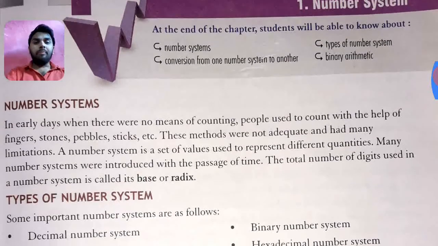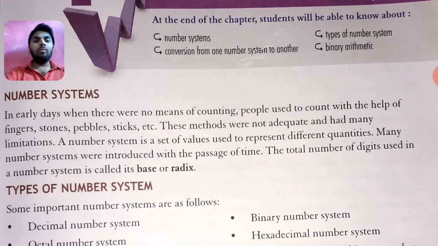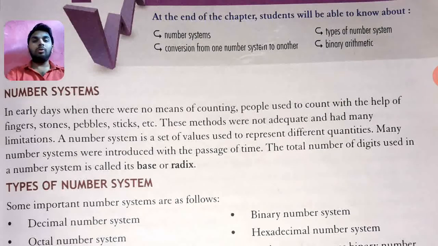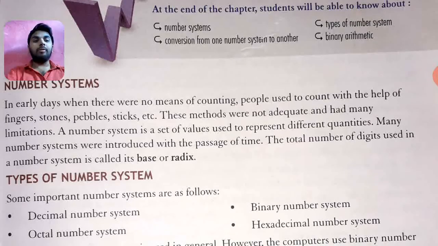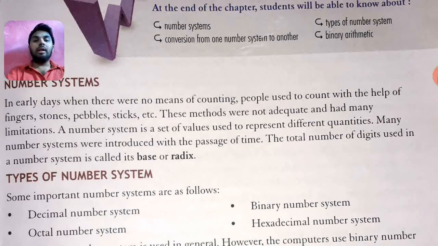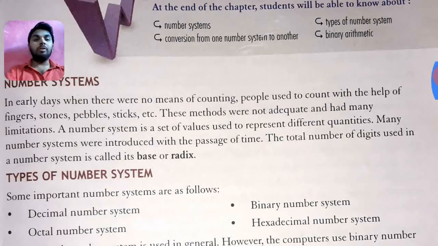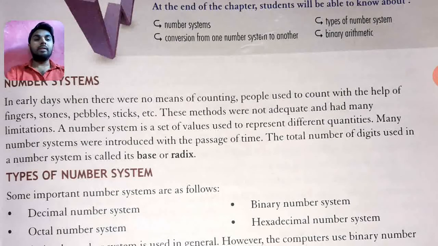Now see here, in early days when there were no means of counting, people used to count with the help of fingers, stones, pebbles, sticks, etc. These methods were not adequate and had many limitations. A number system is a set of values used to represent different quantities. Many number systems were introduced with the passage of time.